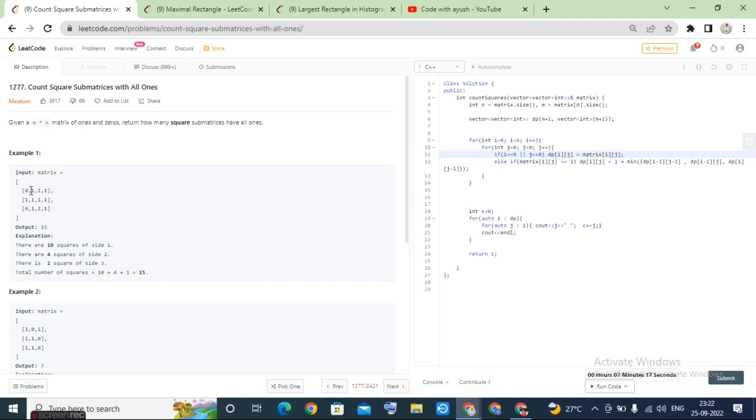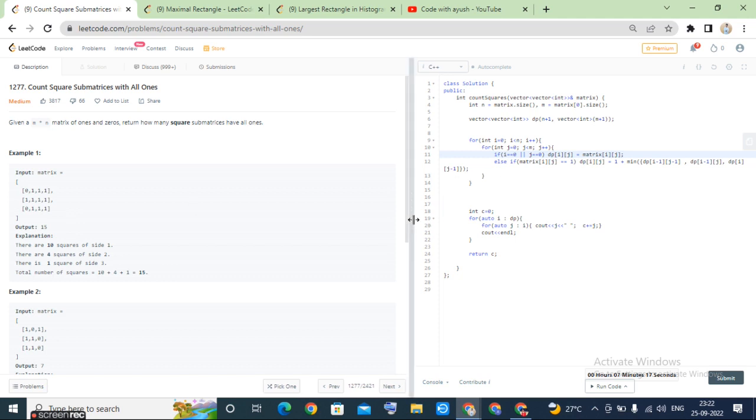And the other square is this one containing 3 cross 3 ones, a square matrix of 3 cross 3. So that's what it is, and then it's summing up to 15. So how you can calculate this is by just doing dp.